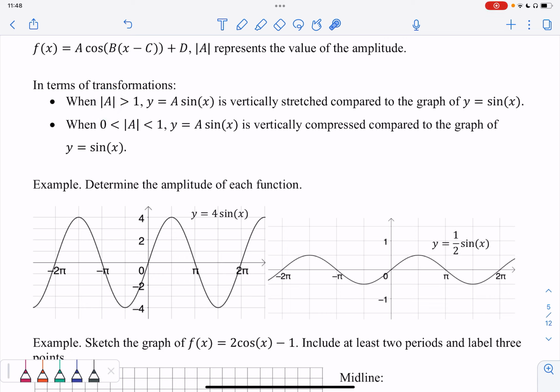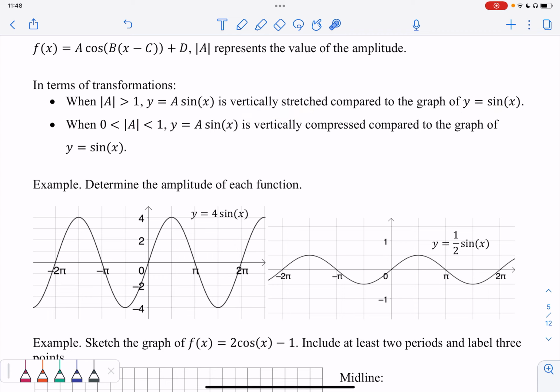I'm doing an outside multiplication, right? This would be the inside changes, right? So I'm talking about an outside change, which are the outside changes are A and D. So when A is greater than 1, what is A doing? A is multiplying by the function. Here we're using sine as an example. Then y equals A sine of x is vertically stretched compared to just the regular y equals sine of x.